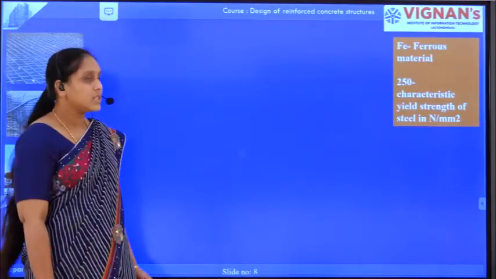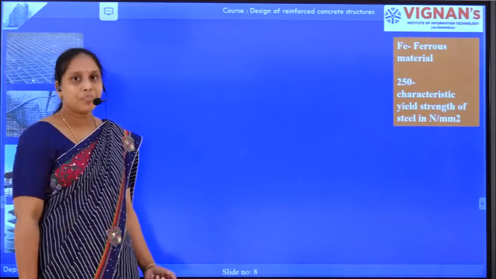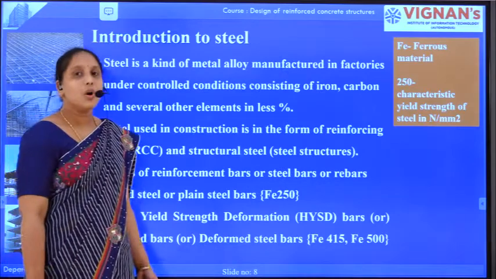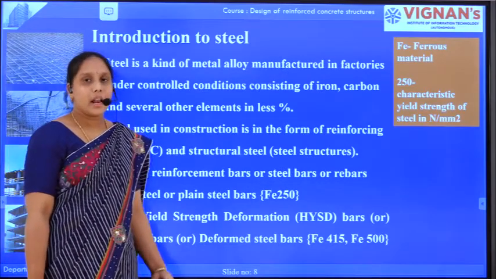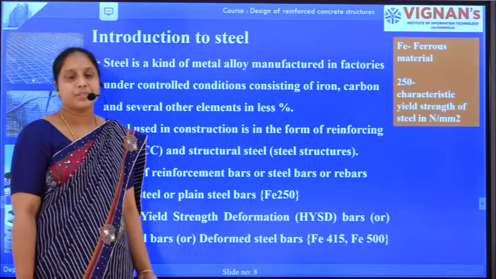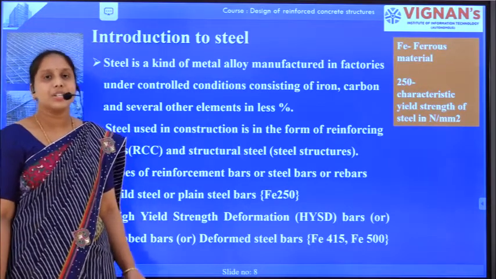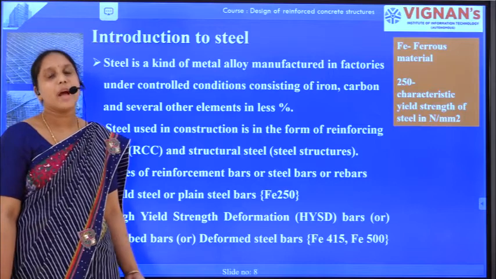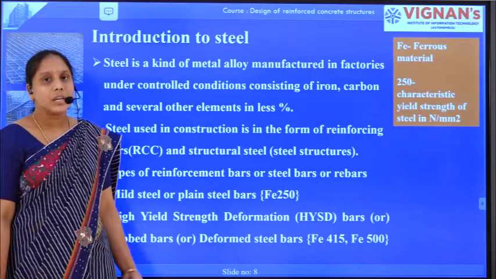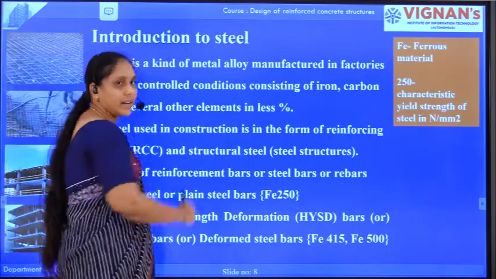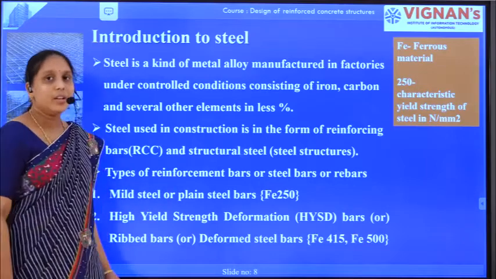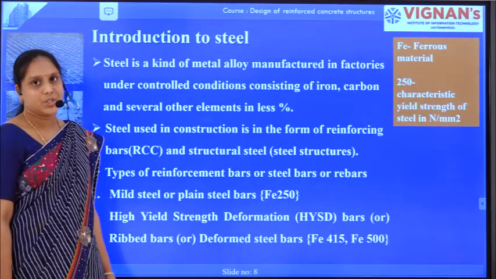Now, let us see the introduction to the material steel. So, steel is a metal alloy which is generally manufactured in the factories. Under controlled conditions, we are going to manufacture the steel. So what does steel consist of? Steel consists of iron, carbon and other elements in smaller percentages.